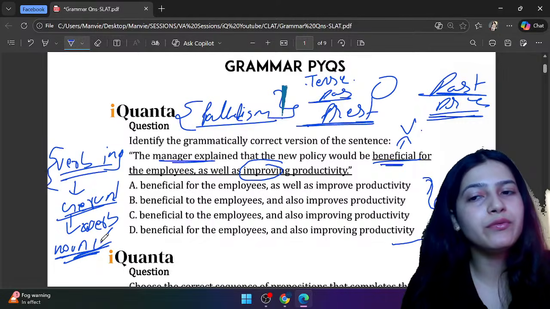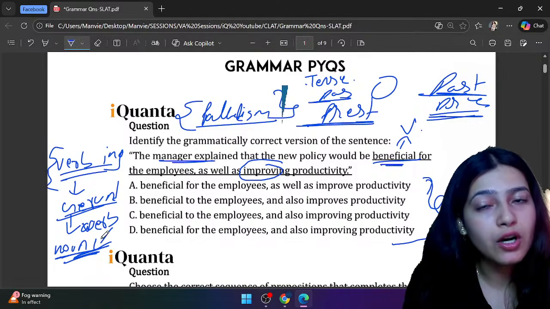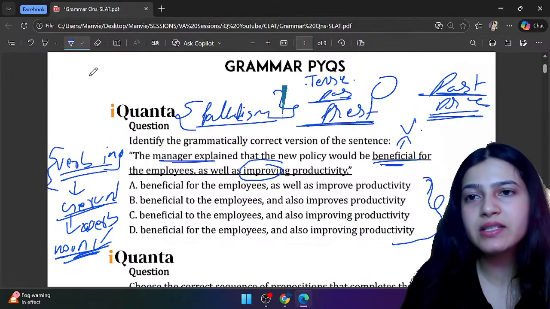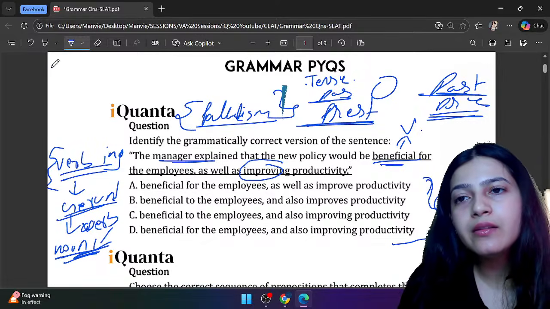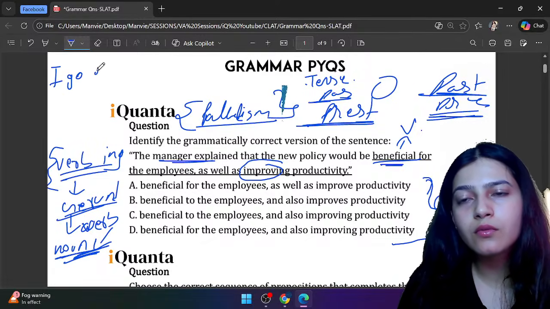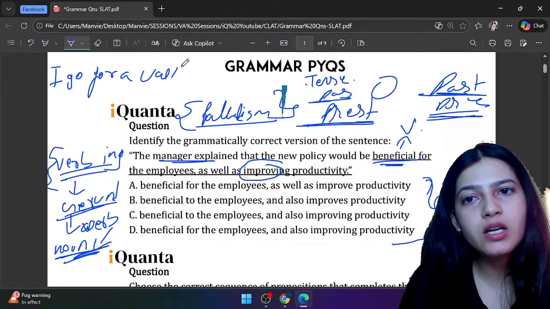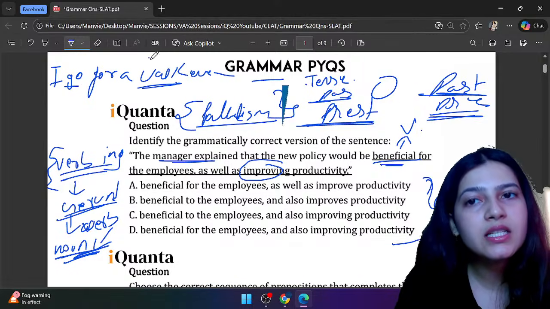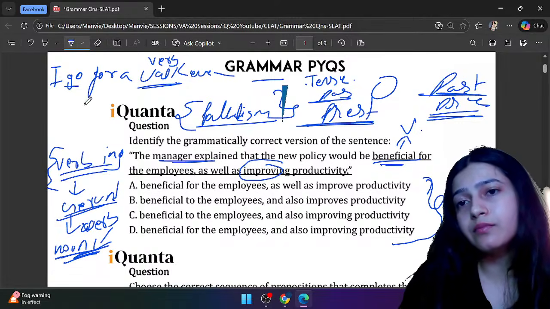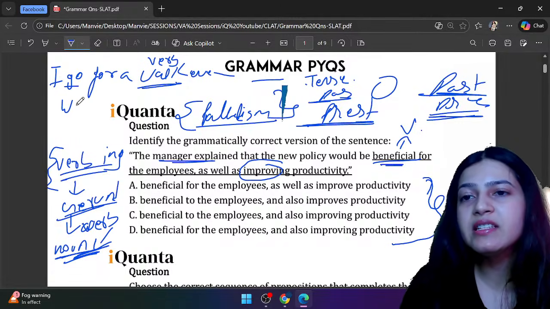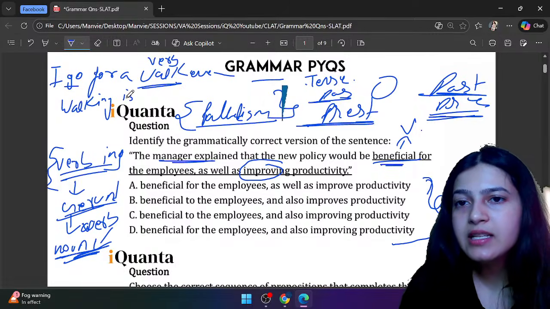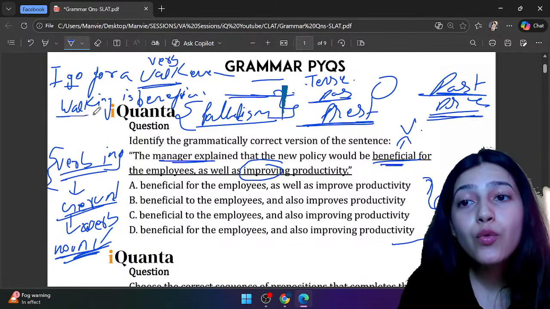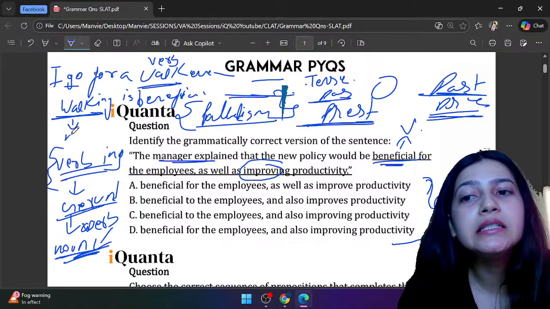Okay, so a gerund is basically a verb acting as a noun. Now I'll tell you what exactly a gerund is. For example, I'll give you one sentence: I go for a walk every morning. Okay? So go is a verb, walk is a noun here. But when I say walking is beneficial for health, right? Walking here becomes a noun.